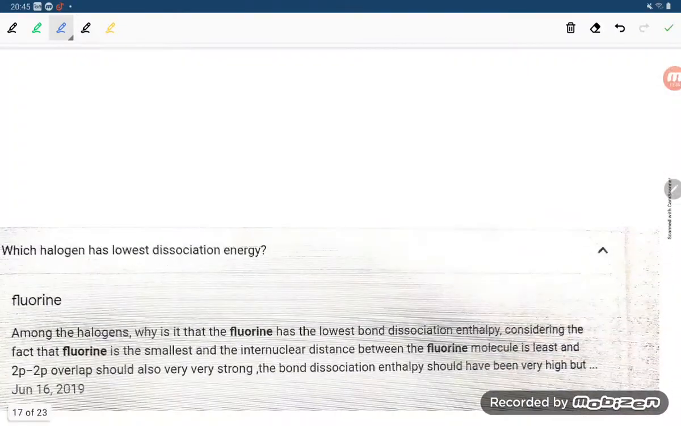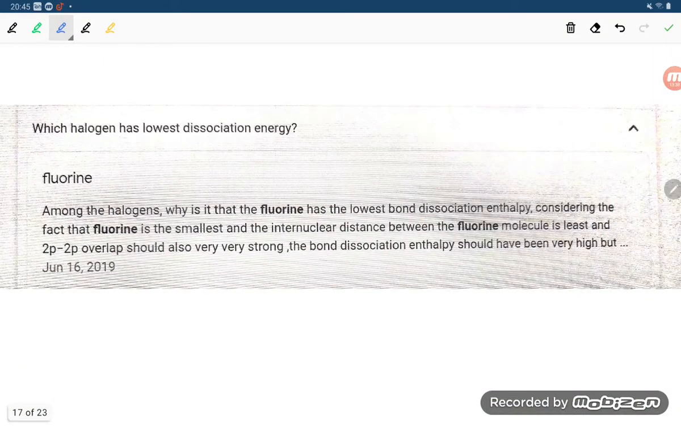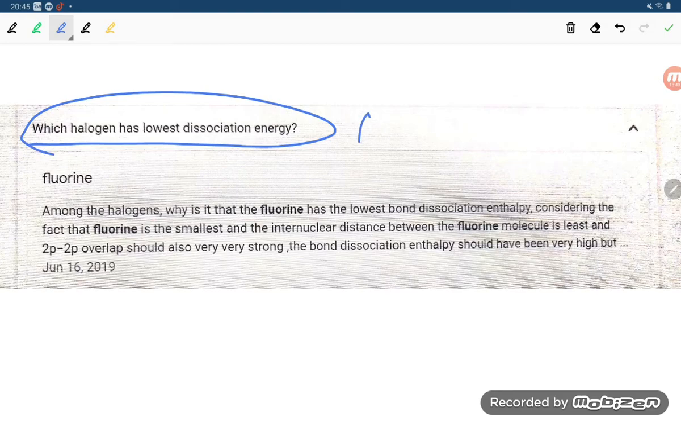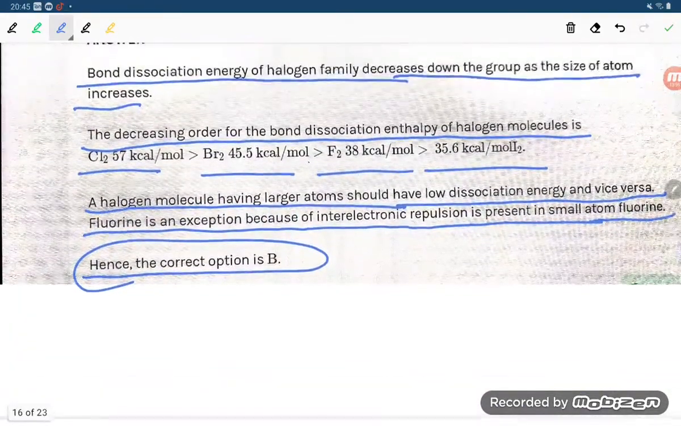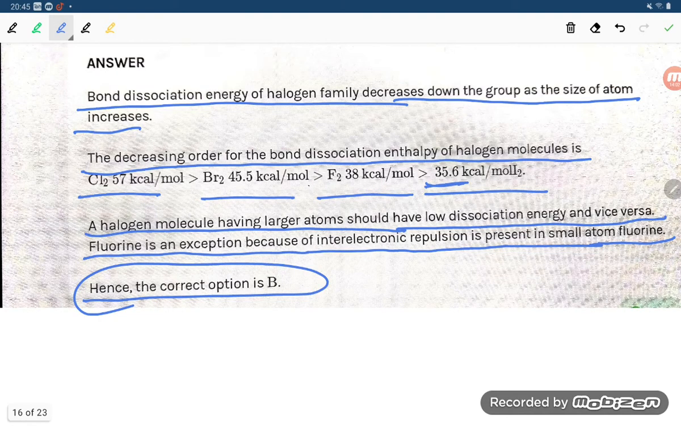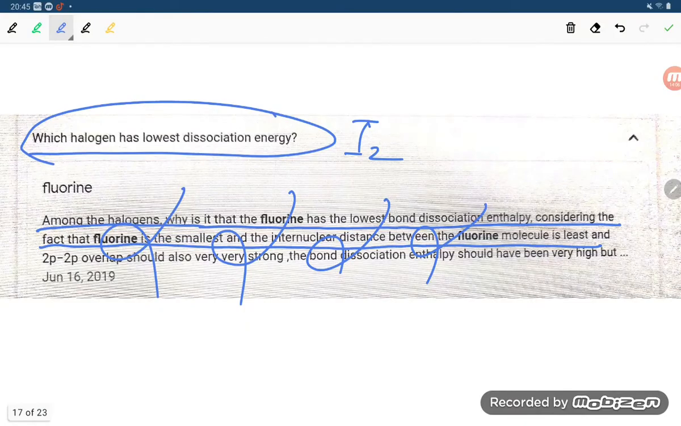Next, which halogen has the lowest bond dissociation enthalpy? That is I2. Among the halogens, why does fluorine have the lowest bond dissociation enthalpy, considering that fluorine is the smallest and has a short internuclear distance? This is not correct, students. If you see the previous question, I2 has 35.6 and fluorine has 36. So I2 has the lowest bond dissociation enthalpy. This answer is not correct.